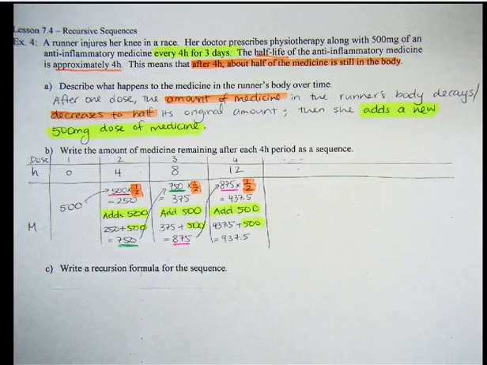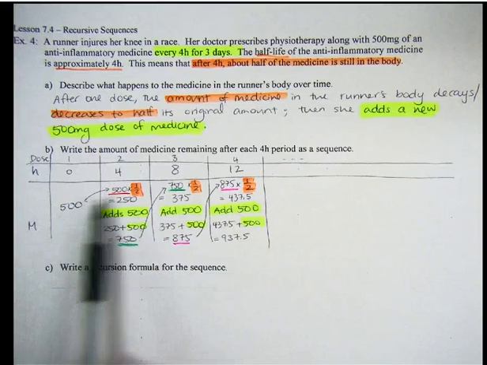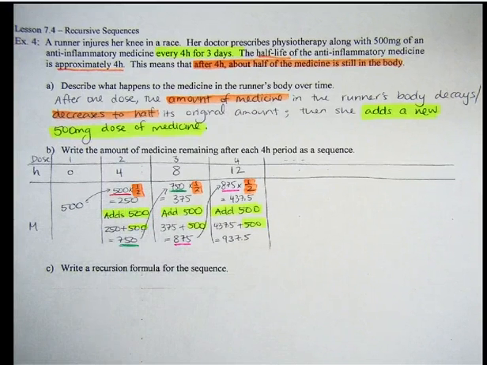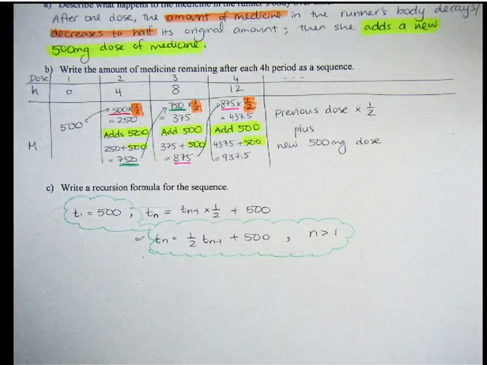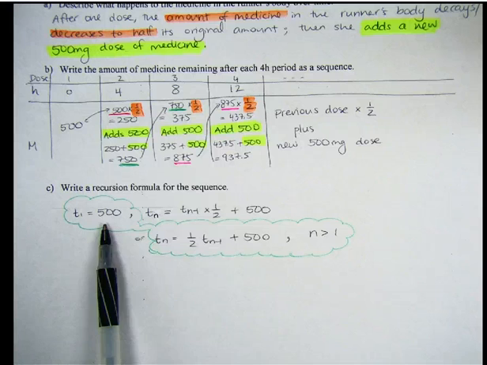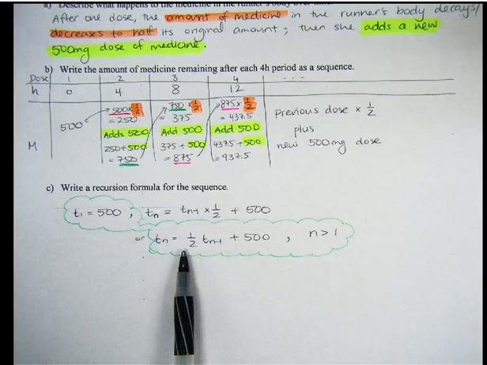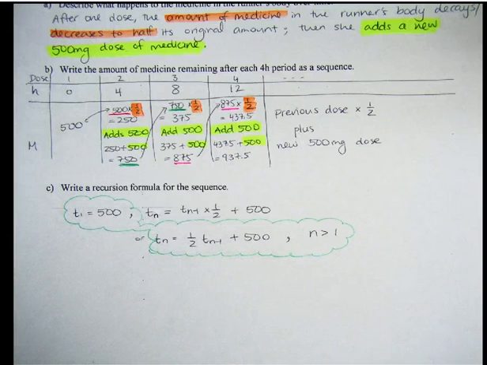All right, so if we were to describe what's happening in her body, we would always take the previous dose, multiply that by half, and then add a new 500 milligrams. So pause and write the recursion formula. And there we have it. The first dose is 500 milligrams, and the second dose is that times half plus 500.